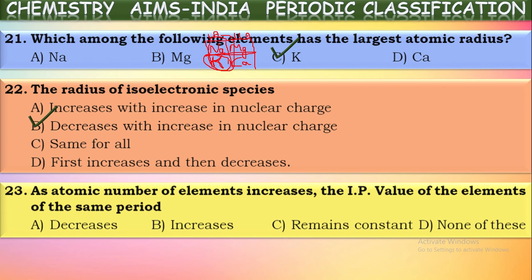As the atomic number of the elements increases, the IP values of the elements of the same period. What happens to the ionization potential values in a period as we move from left to right? Left to right means an increase in atomic number. So in a period from left to right, atomic number increases. At the same time, size of the atoms decreases. If size decreases, what happens to the ionization potential? It increases. So in a period from left to right, atomic number increases and ionization potential, sorry, increases because size is decreasing.